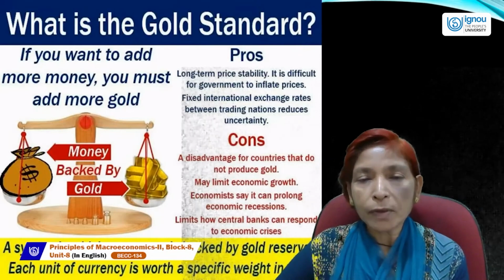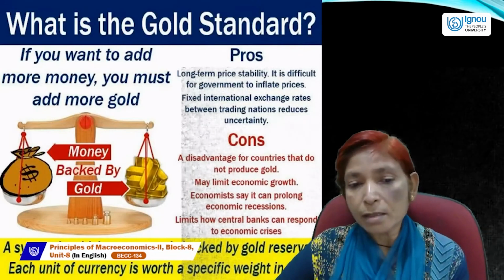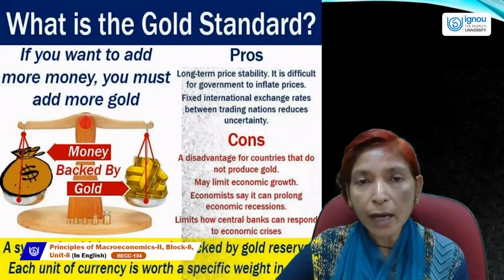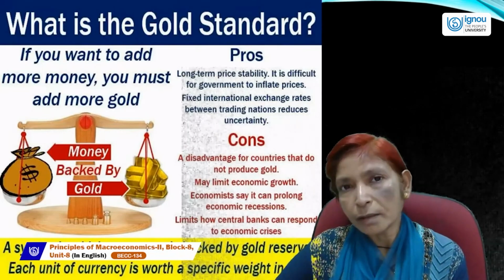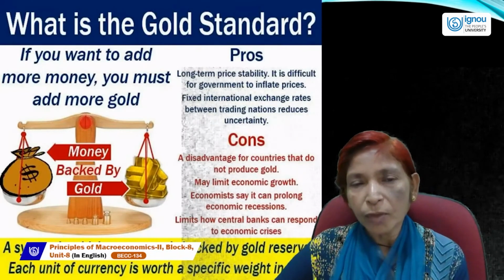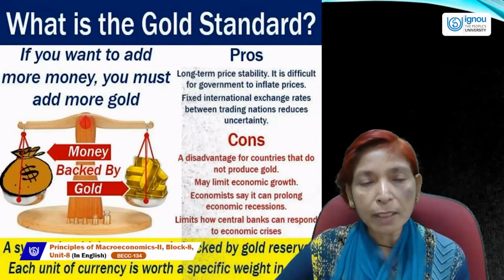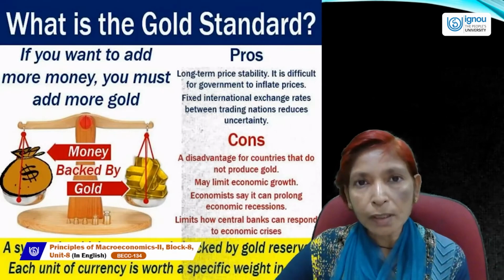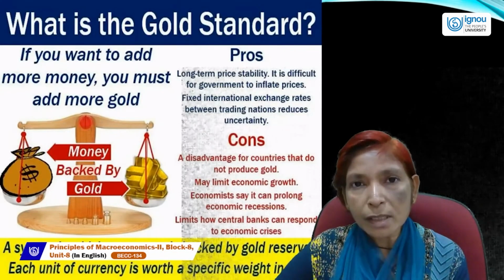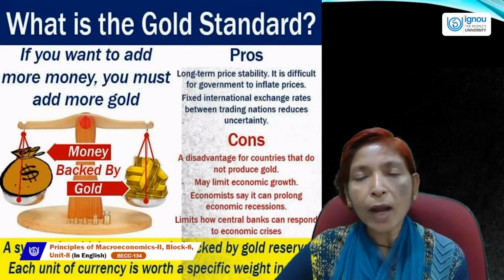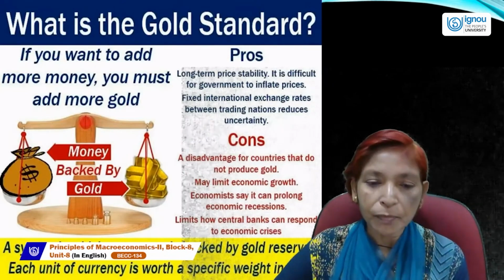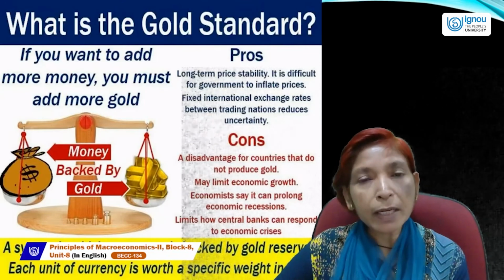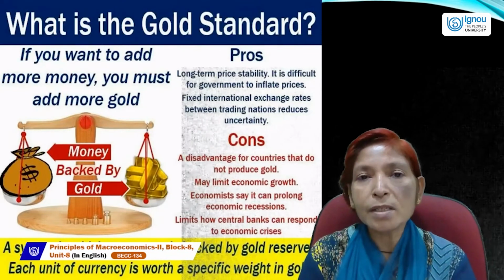So the gold standard's first demerit is that the countries who don't produce gold, who don't have much gold, how can they do trade with other nations? Because some countries have too much gold, but other nations have no gold. How can the countries who don't have gold buy goods and services from the other countries who have too much gold? So this was the first, very big disadvantage of this gold standard system.